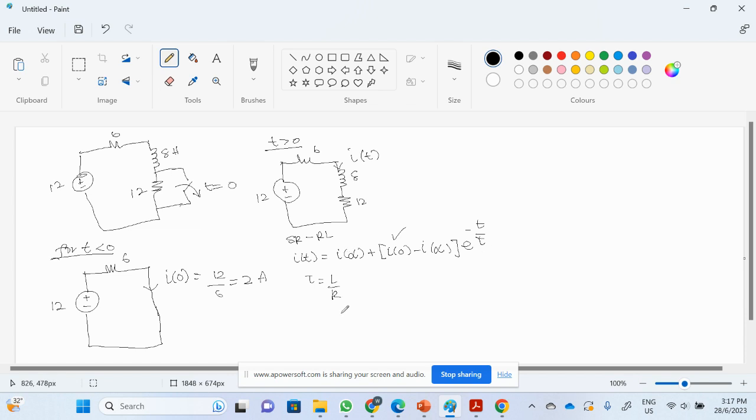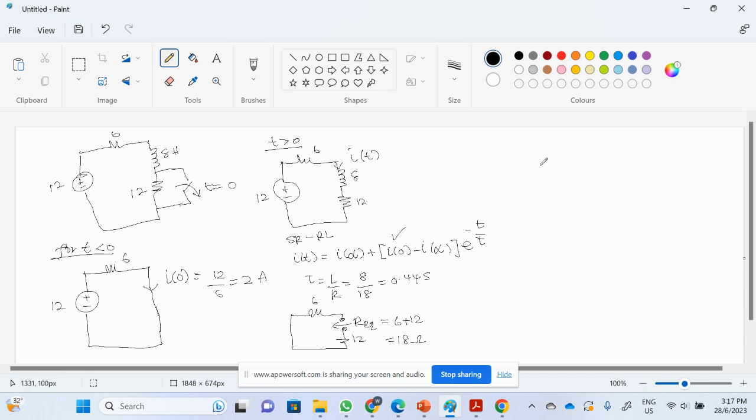Okay, tau is L over R. How do we find R? R is the R equivalent that you look from the inductor terminal when all independent sources are turned off. So the 12 is turned off by shorting it, and what remains is just 6 and 12. And this is the terminal, the inductor terminal. R equivalent: 6 and 12 are in series, so 18 ohm. So tau is L, 8, divided by 18, which is 0.44 second.